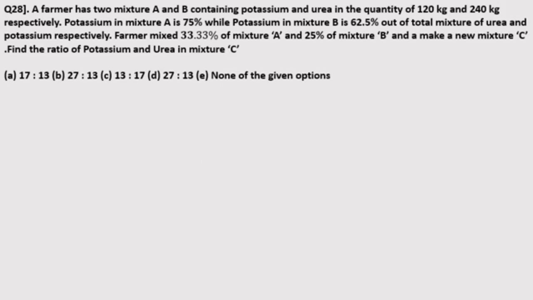Question number 28, that says a farmer has two mixtures A and B containing potassium and urea in quantity. Quantity of first mixture is 120 kg and second mixture is 240 kg. Fine.